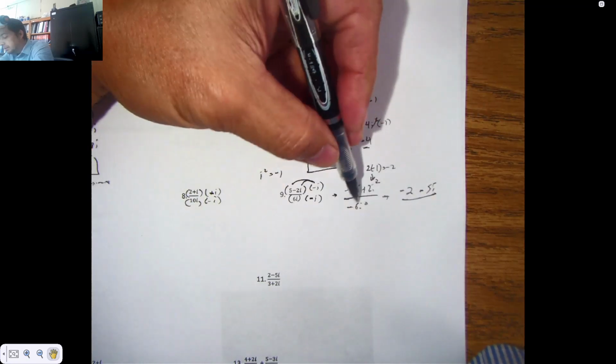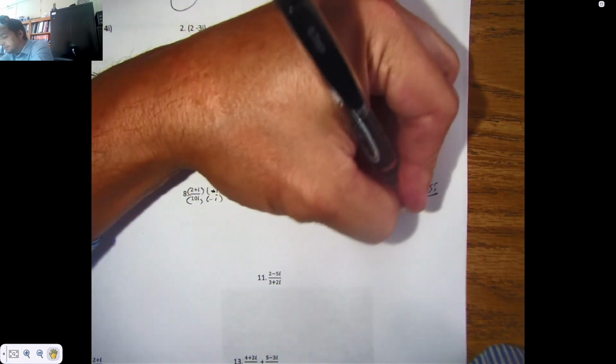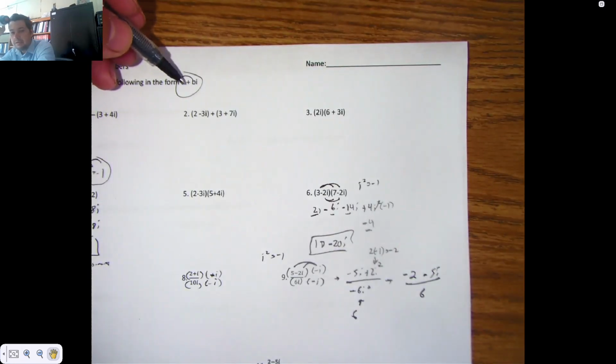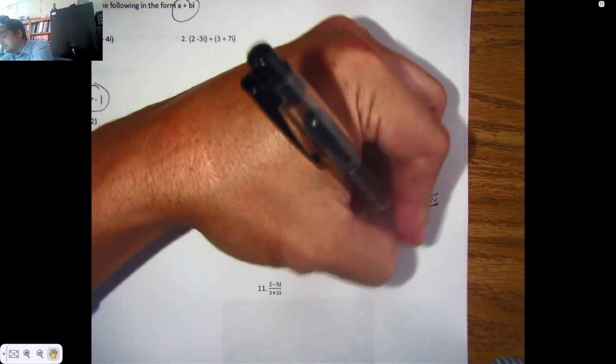Both pieces are sitting over 6. And we're going to break it apart, because we want this not as a singular fraction, but in this form, a plus bi. Negative 2 over 6 is negative 1 over 3. Negative 5 over 6 is minus 5/6 i.